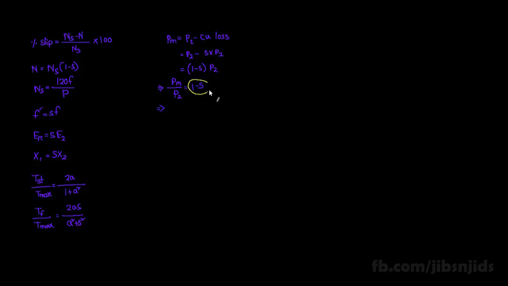Besides, we are getting the ratio of two quantities Pm and P2 will be equal to the ratio of other two quantities, that is actual rotor speed and the synchronous speed. So rotor efficiency will be equal to the ratio of two quantities, actual rotor speed and the synchronous speed.